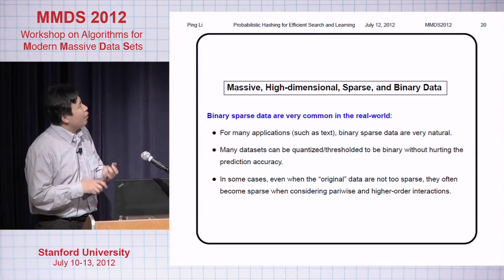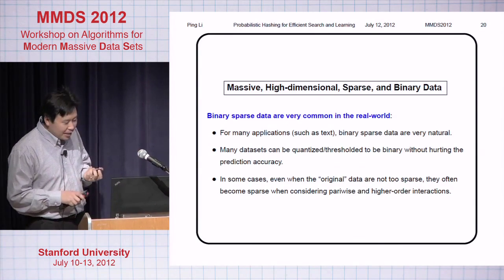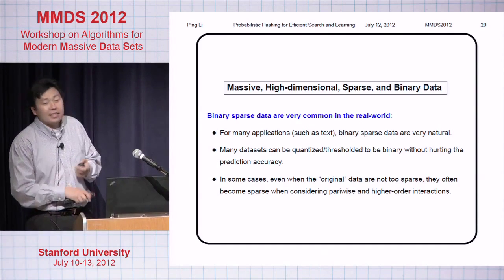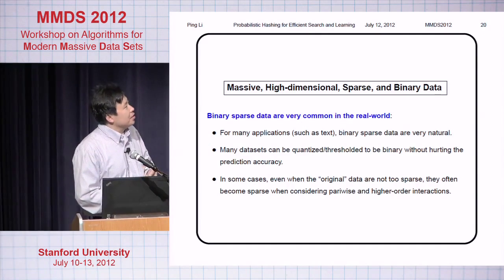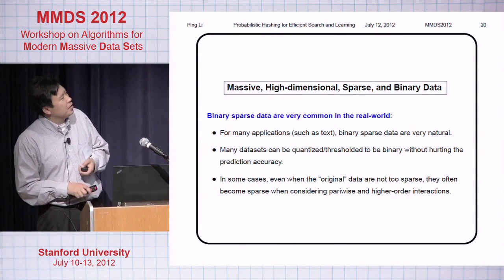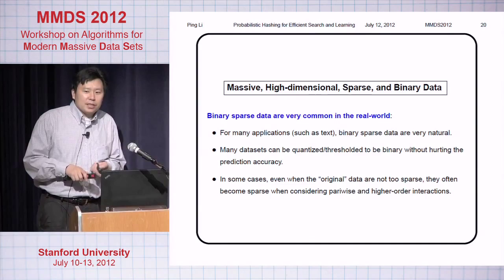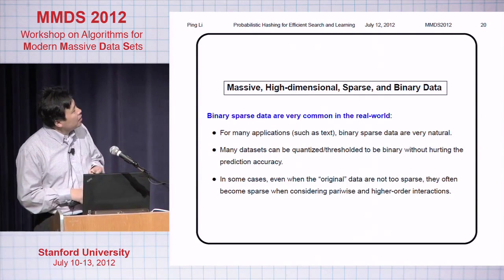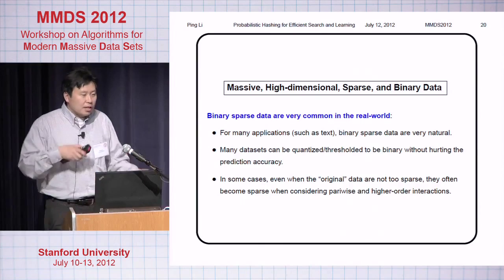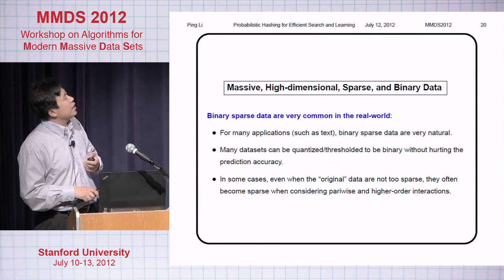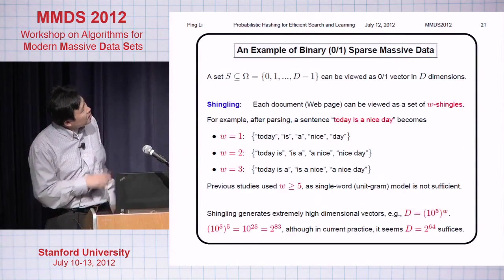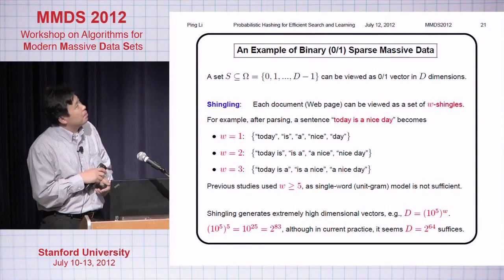So you may be wondering, why only care about binary data? Interestingly, binary data is actually very common in the real world. For many applications like text, binary representation is very natural. And in many data sets, if you quantize or threshold the data to be binary, the performance is not going to be affected as much. And in some cases, even if the original data is not very sparse, after you conduct pairwise or higher order interaction, it becomes very, very sparse.